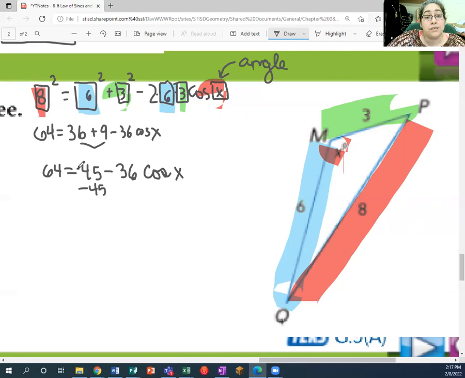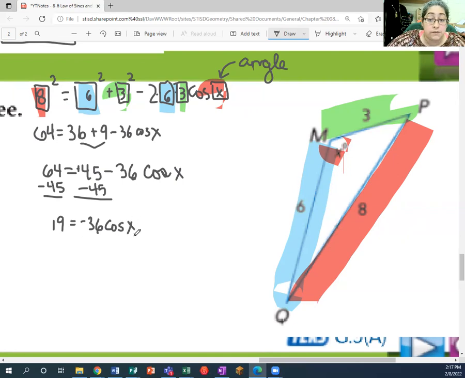of the addition that's sitting here. I don't see an addition, it's invisible, but I know it's there. 64 minus 45. I can't do that in my head, so I'm going to go to my calculator. My calculator tells me that that's 19. So 19 equals negative 36 times the cosine of X.